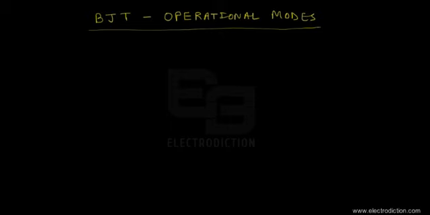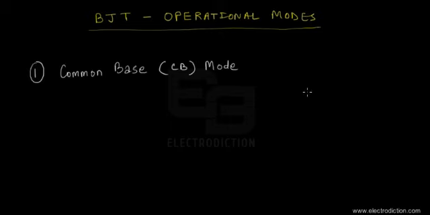First up, we've got the common base mode of operation of a BJT. In this particular mode, we always need to ground the base terminal of the device. So this mode of operation of a BJT is also referred to as the grounded base configuration, or rather the grounded base mode of BJT operation.